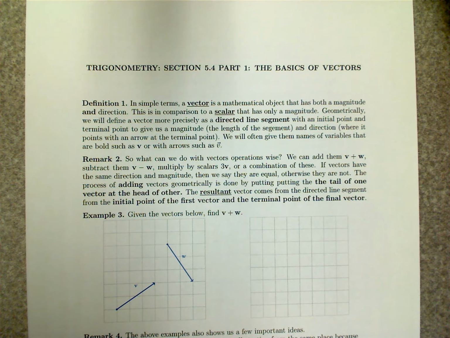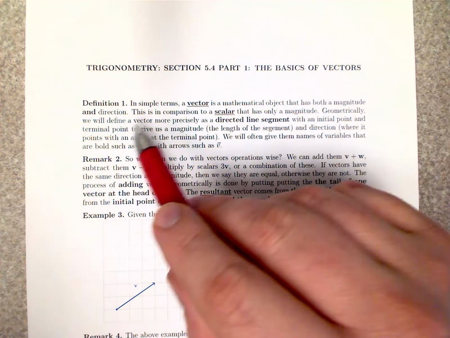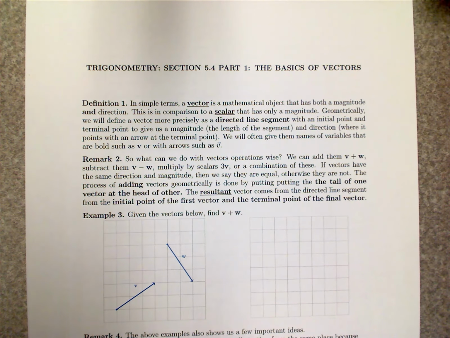So, in simple terms, when we're starting to define a vector, we want to do so geometrically. And when we talk about it, we just want to think about a vector as an object that has both a magnitude and a direction. This is compared to just a number like you're used to dealing with. We call that a scalar, which only has a magnitude. Okay, so what is it?